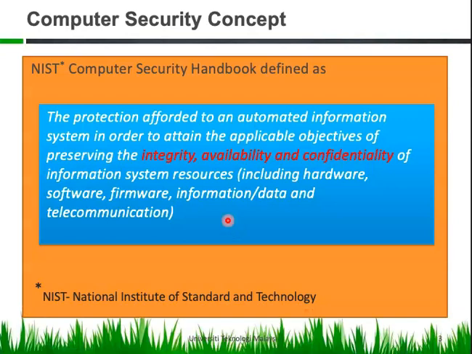Okay, and NIST, or the National Institute of Standards and Technology Computer Security Handbook, defines the computer security concept as the protection afforded to an automated information system in order to attain the applicable objectives of preserving the integrity, availability, and confidentiality of information system resources, including hardware, software, firmware, information data, and also telecommunication. So basically, this integrity, availability, and confidentiality, that is what made the CIA Triad model.